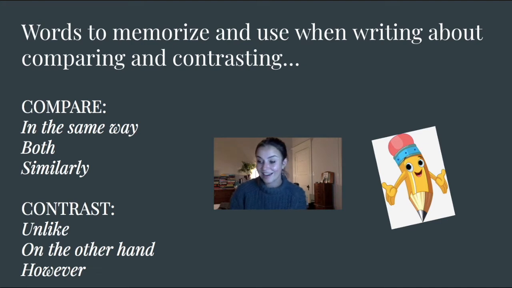Go ahead and on your notes, please write down 3 words under compare and 3 words under contrast that you can use when writing to compare and contrast text. For compare, you may write in the same way, both, and similarly. For contrast, go ahead and write unlike, on the other hand, and however. These are words that you should commit to memory and words that will really help you write expository or argumentative essays in the future.